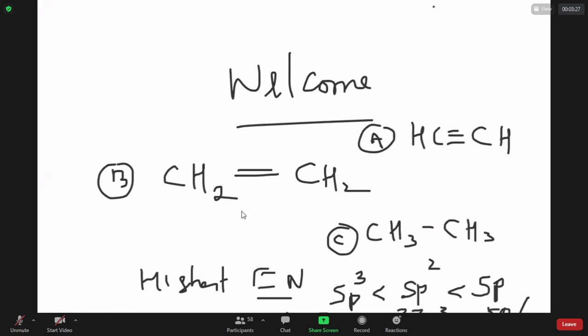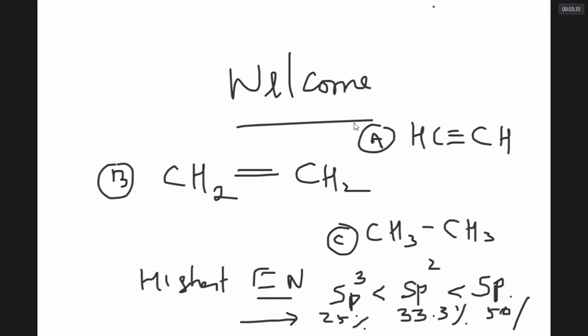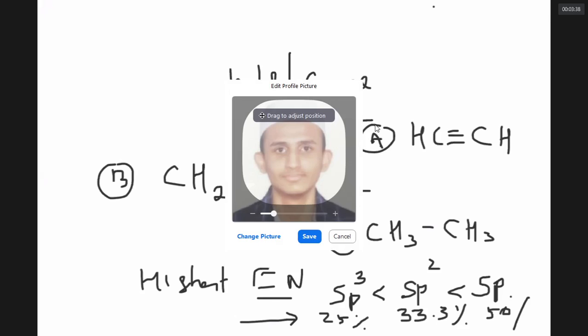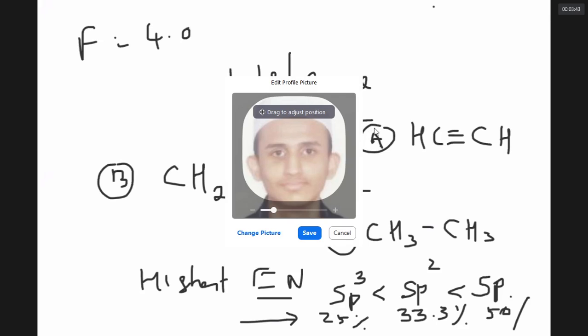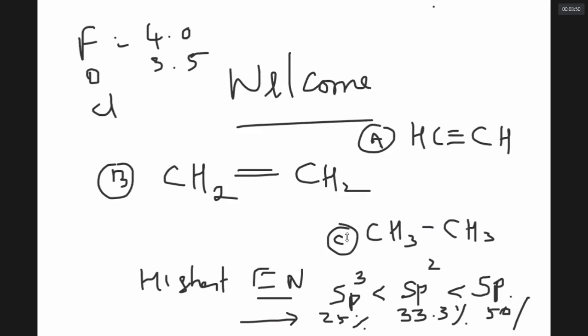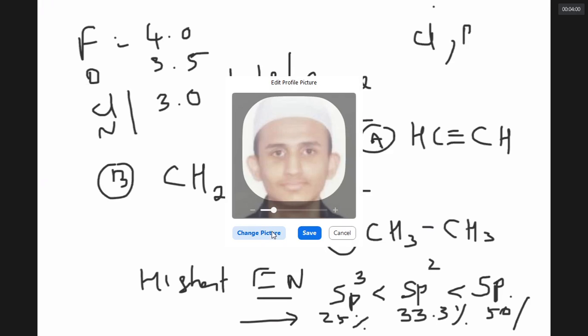As the s character is increasing, the electronegativity is increasing. See, if you take fluorine, its electronegativity is always 4, much greater than that of carbon. If you take oxygen, its electronegativity is 3.5, much greater than that of carbon. If you take chlorine or nitrogen, their electronegativity is 3, much greater than that of carbon. But if you take chlorine, bromine, iodine, all these fellows have more electronegativity than carbon.